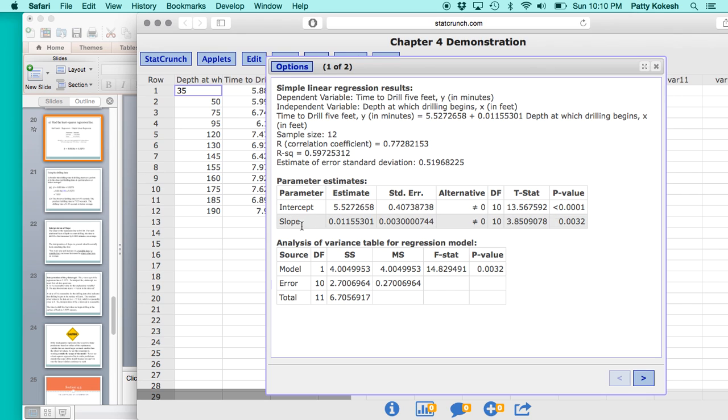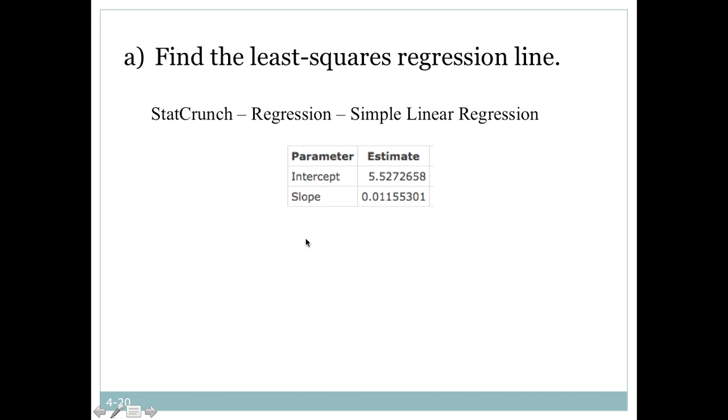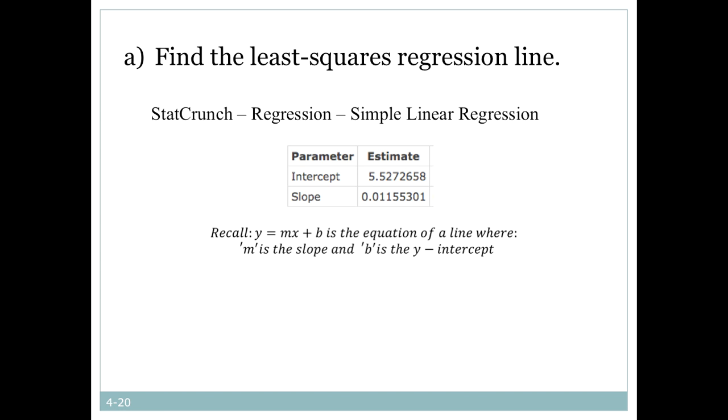And we were also given all of this other information. You'll notice in my screenshot, I just took a screenshot of a little part of it, just this piece right here where we have the intercept of 5.527 and the slope of 0.01155. Now, if you recall, in general, the equation of a line is y equals mx plus b, where m is the slope and b is the y-intercept. This is your slope-intercept form, so hopefully you're all comfortable with this. This should definitely be a review for you.